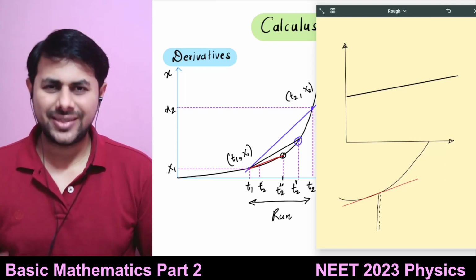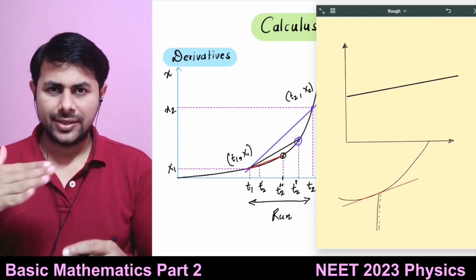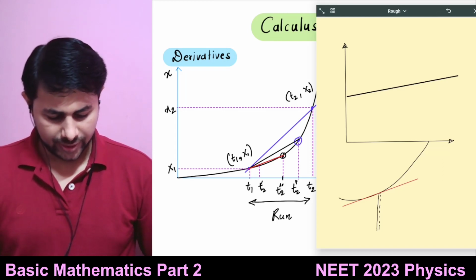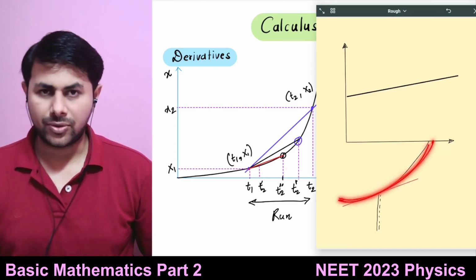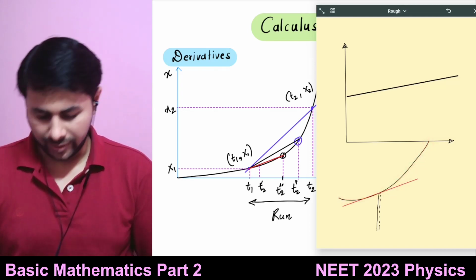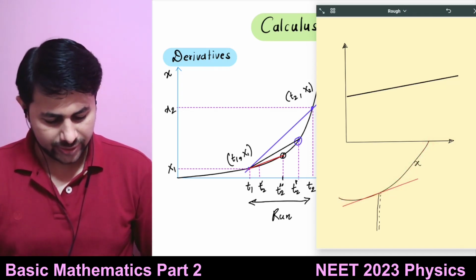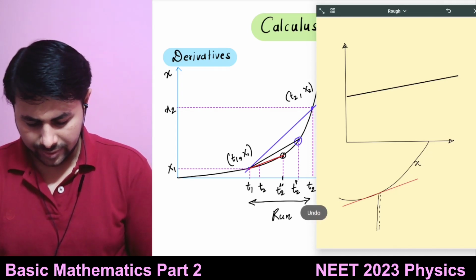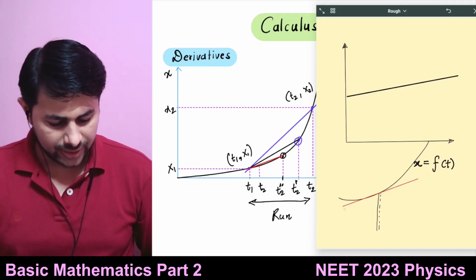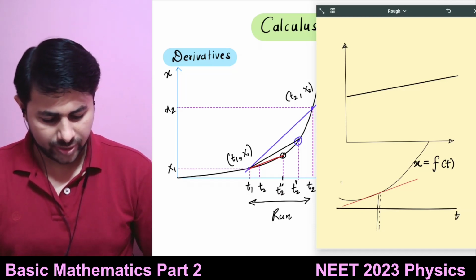Now let's see what the derivative is. So what is a derivative? Let's say you take some function. This is some function that you are plotting. This is x, which is a function of t. On the horizontal axis we are plotting time, on the vertical axis we are plotting x.